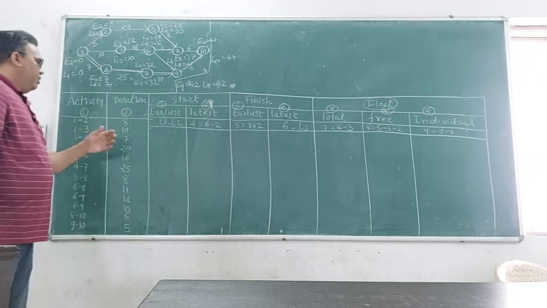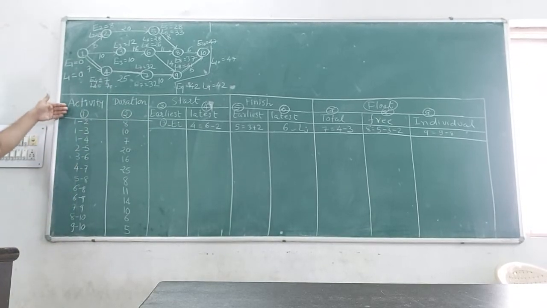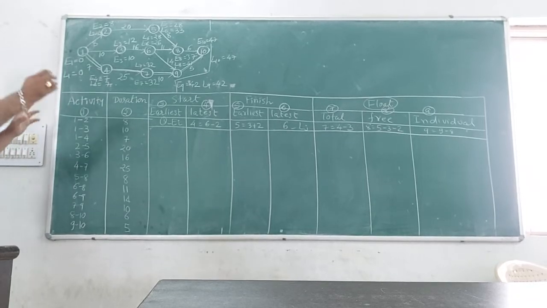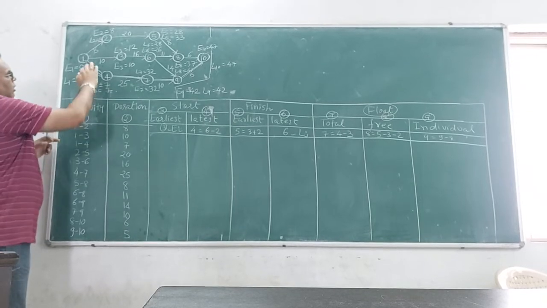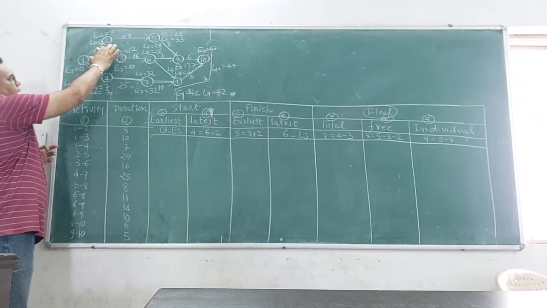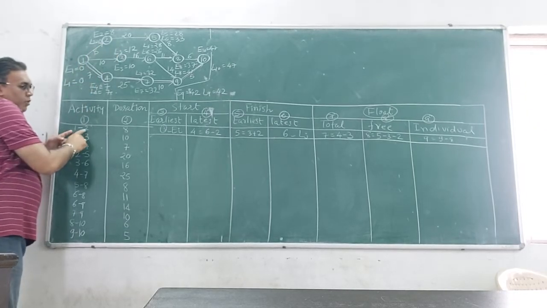So in this table, the first column is activity. The meaning of activity is the distance between two nodes. For example, here I wrote 1 dash 2. It means 1 and 2 are the two nodes, and the activity is called 1, 2. So that I wrote over here.